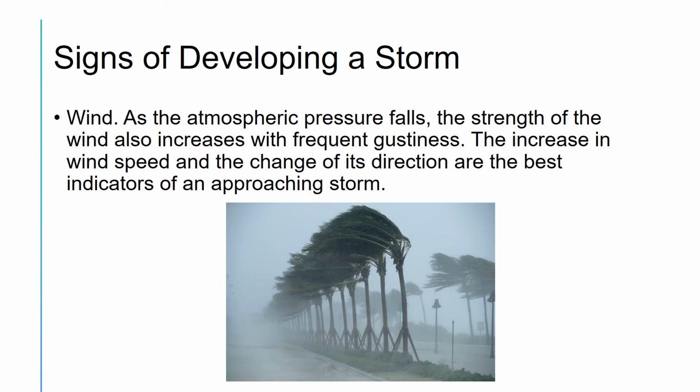So we have another one, which is wind. As the atmospheric pressure falls, the strength of the wind also increases with frequent gustiness. The increase in wind speed and the change of its direction are the best indications or indicators of an approaching storm. So, yan ang laging basehan natin, ulan at hangin. Kapag malakas ang hangin, parang paparating na ang bagyo.